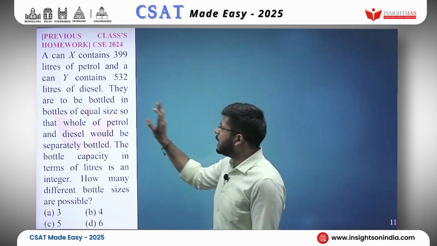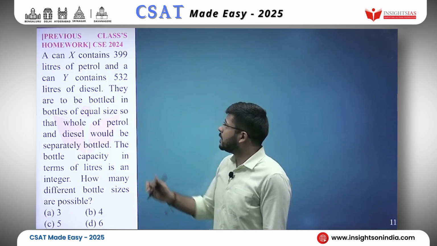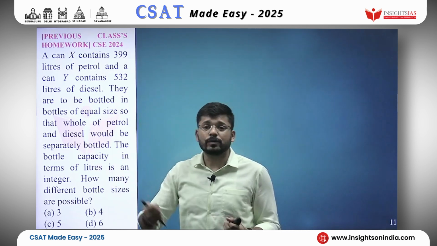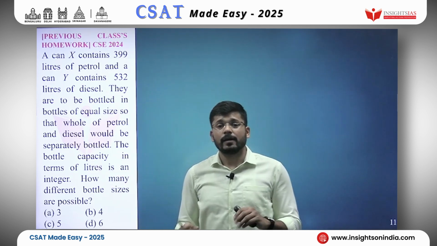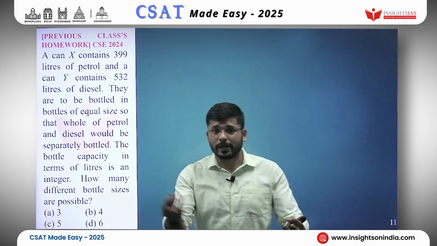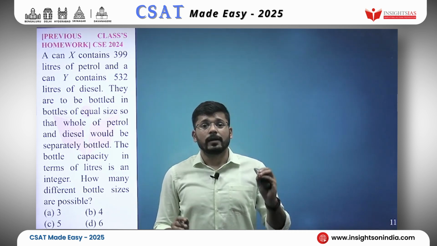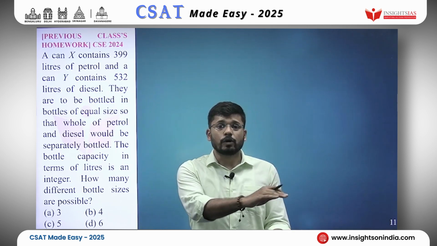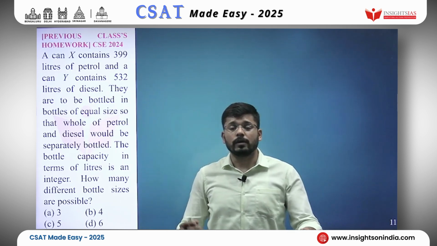Okay, let's understand the question. They are telling us that they have 399 liters of petrol and 532 liters of diesel. Now they want to bottle them in separate bottles. However, they are telling us that the capacity of the bottle has to be equal for both petrol and diesel.